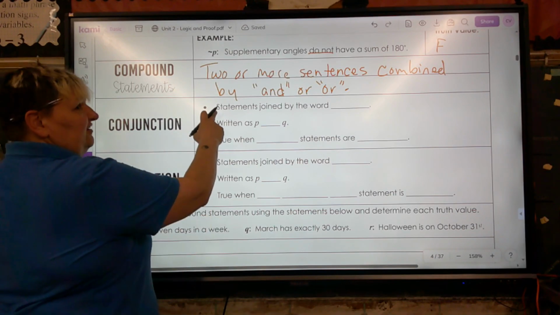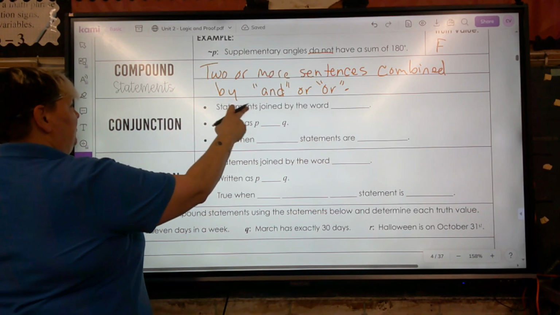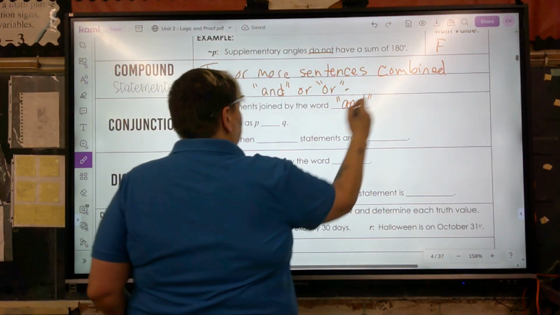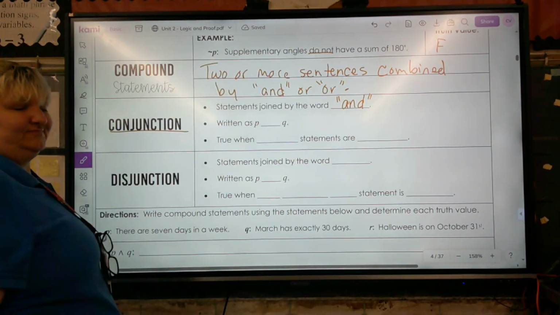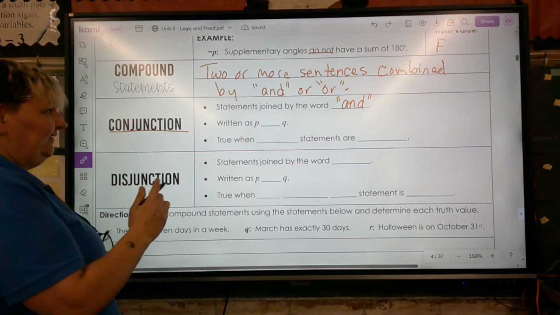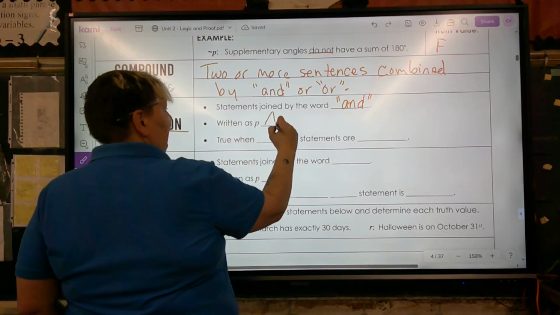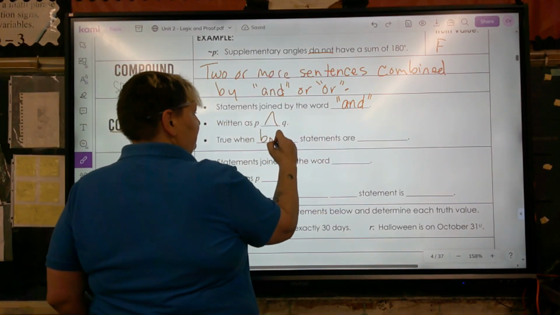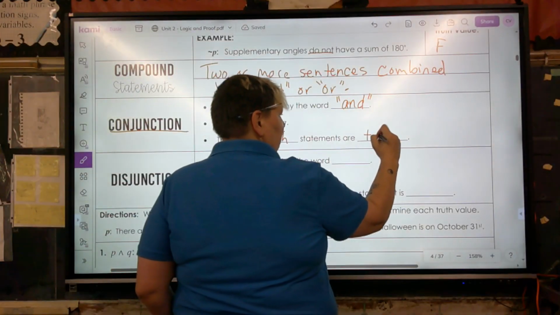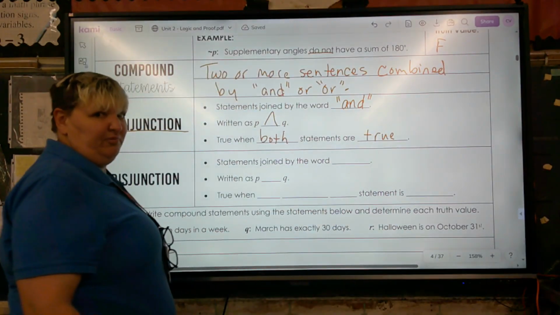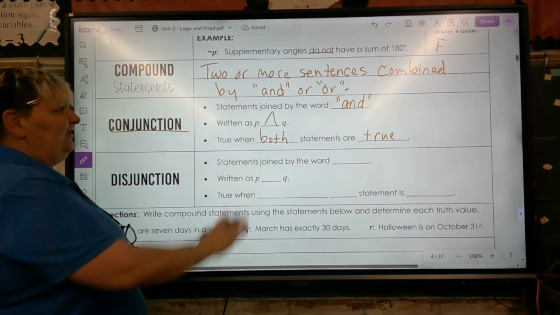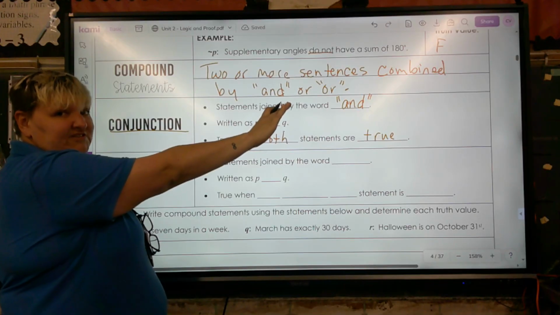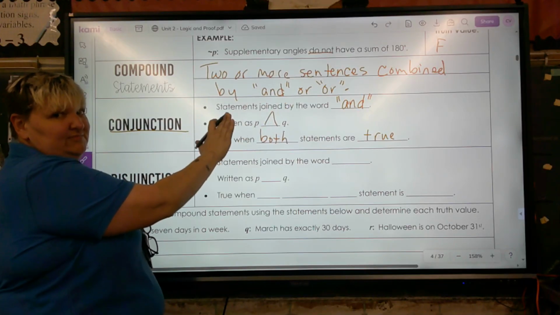Statements joined by the word and are called a conjunction. They combine. They are written as P and Q, and it's true only if both statements are true. If even one of the statements is false in an and, then the whole sentence is false. Both statements have to be true.